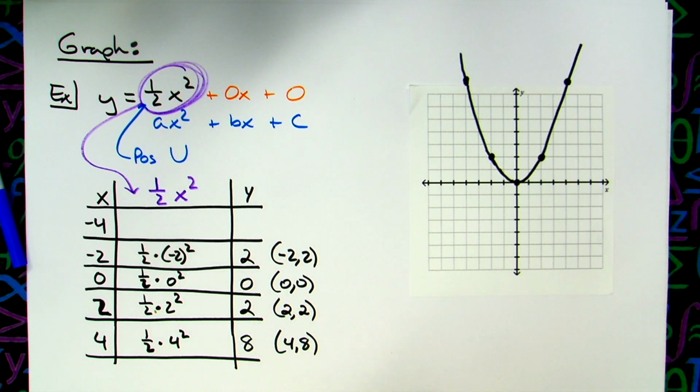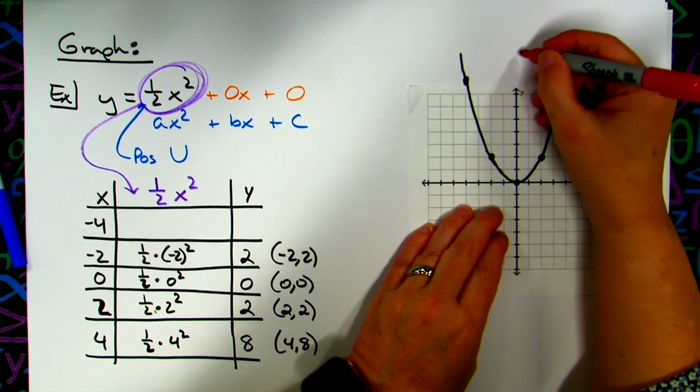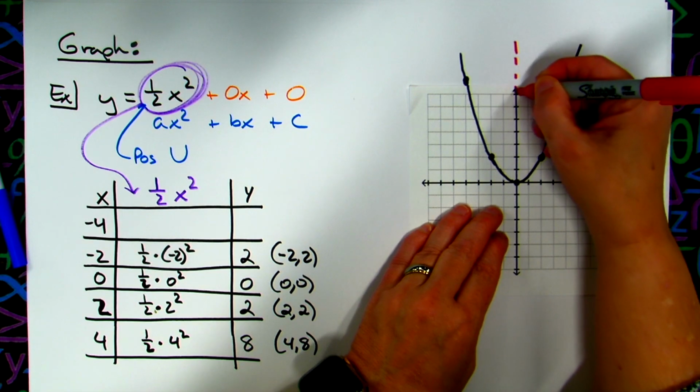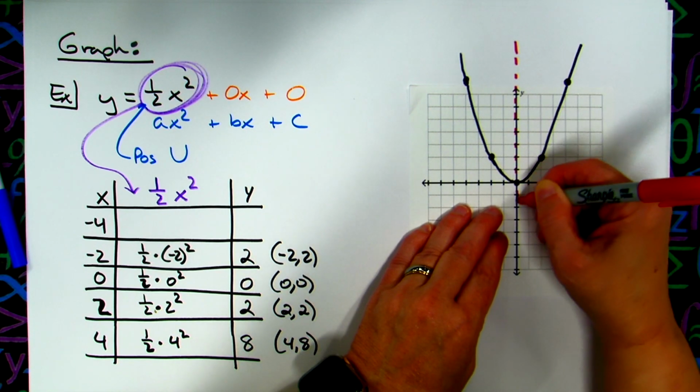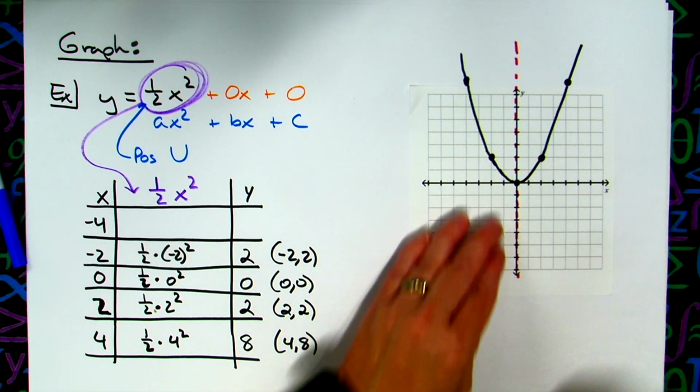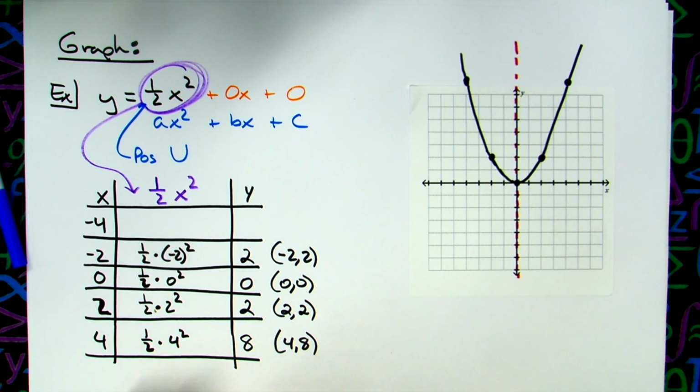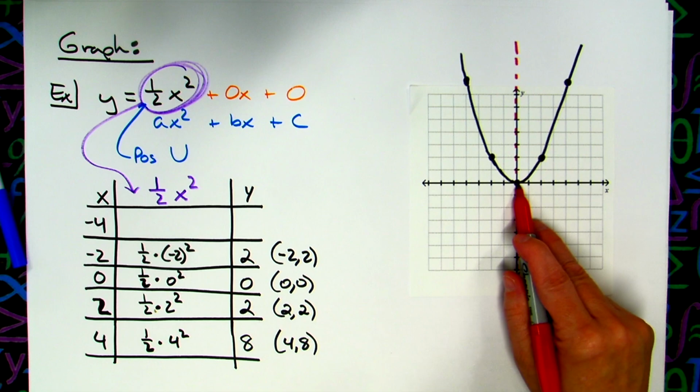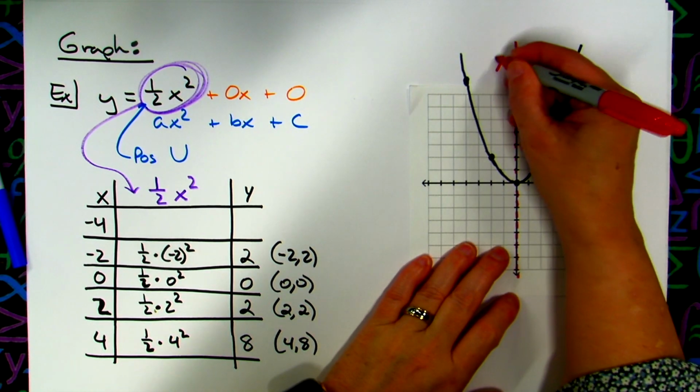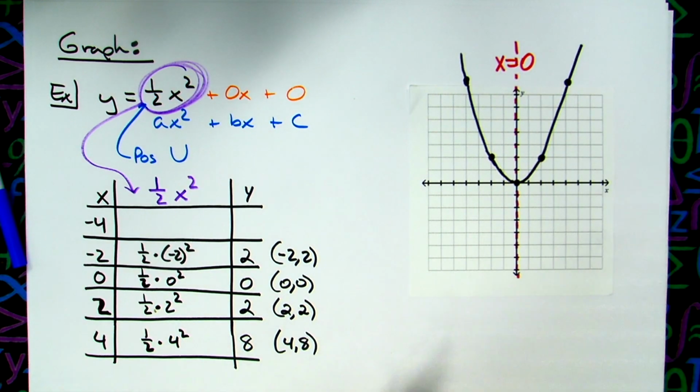Alright, now from there I can add an axis of symmetry. It's going to go right through the vertex. When we add that axis of symmetry on there, we should be able to make the equation. It's always going to be x equals whatever the x coordinate is right here. What's the x coordinate right there? 0. So my axis of symmetry is x equals 0.